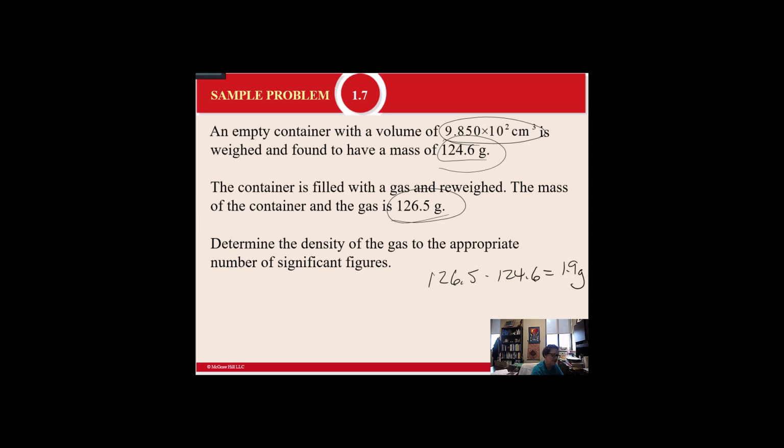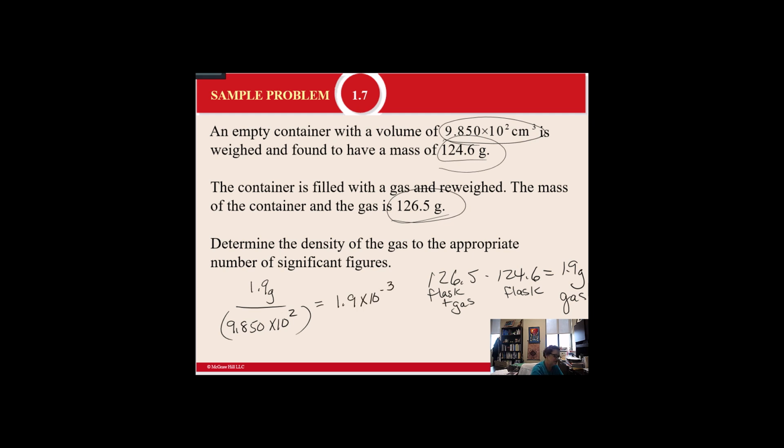This is a flask plus the gas, and this is just the flask. When you subtract those, it gives you the mass of the gas. Then to determine the density, we're going to say 1.9 grams divided by 9.850 times 10 to the second. Make sure that you put that in parentheses when you're doing it in your calculator. And that's going to give you 1.9 times 10 to the minus 3.